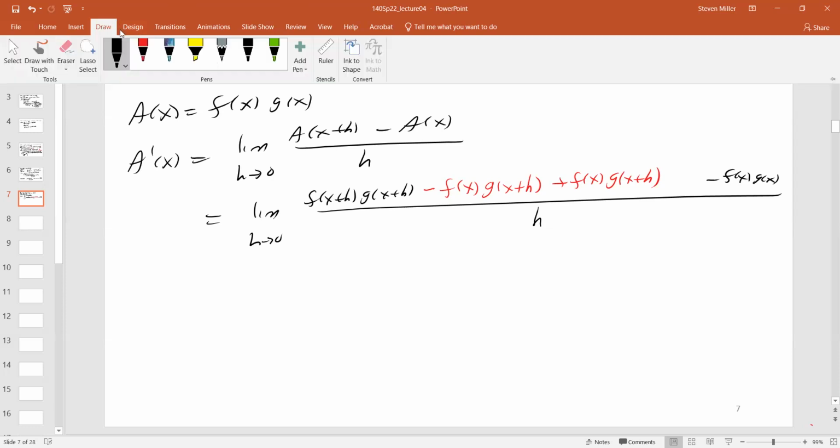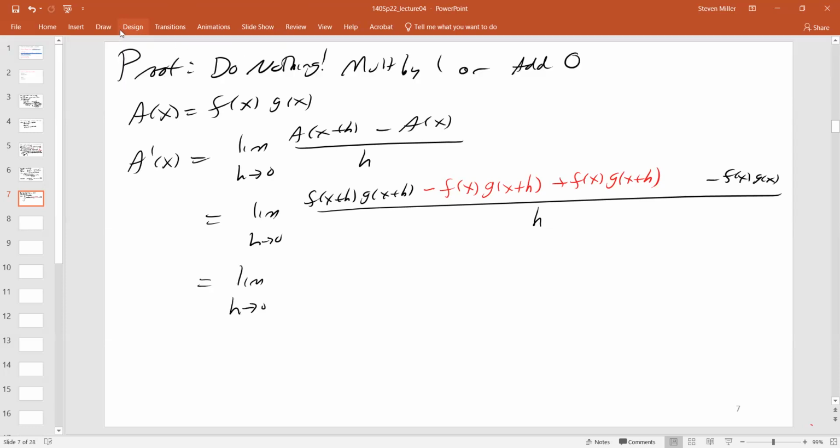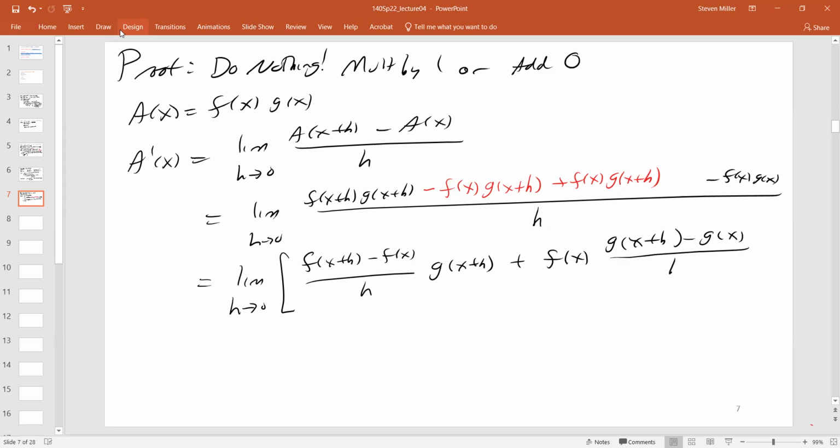And now if we look at the next line, this is the limit as h goes to 0. I'll have f of x plus h minus f of x over h times g of x plus h, plus f of x times g of x plus h minus g of x over h. And now I'm going to be a little bit cavalier. The limit of a sum is the sum of the limits. The limit of a product is the product of the limits. These are all the case if everything is fine.